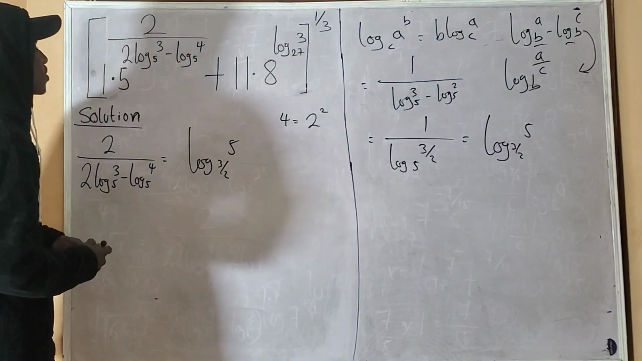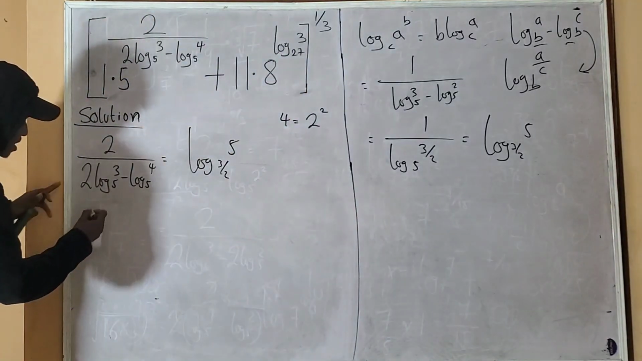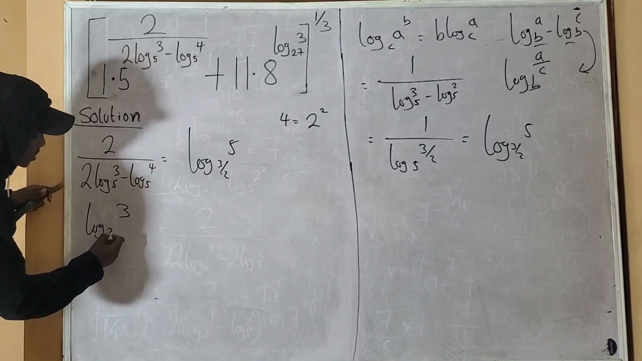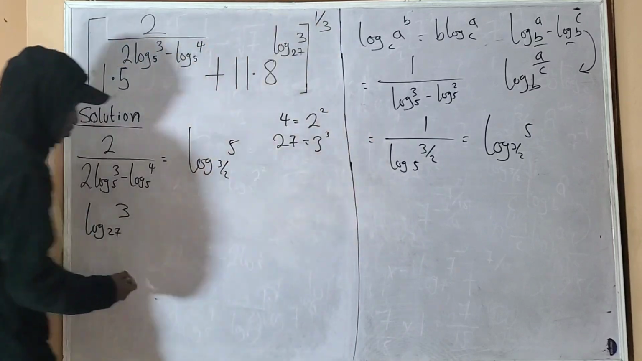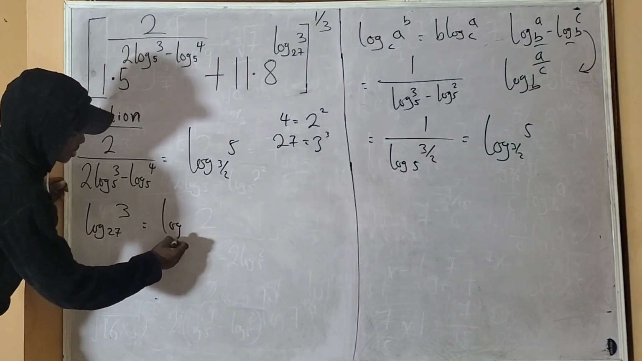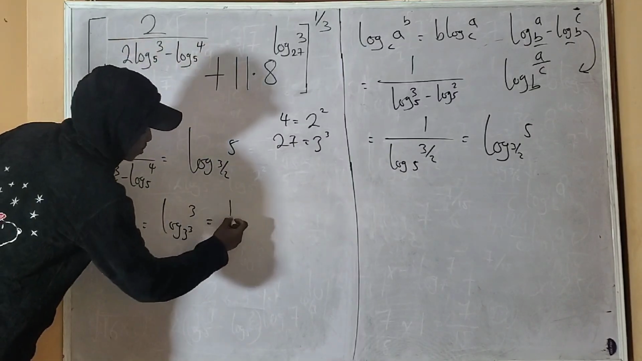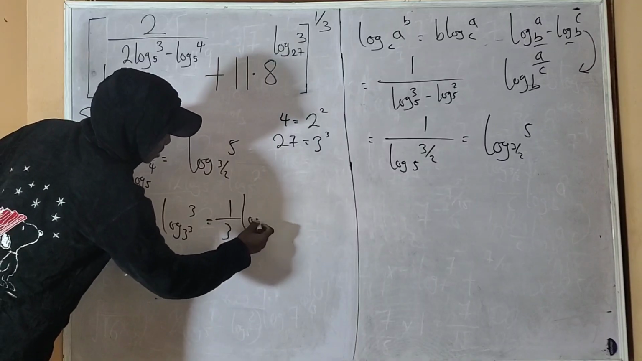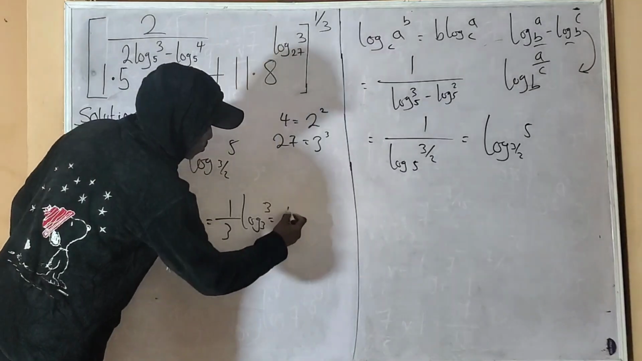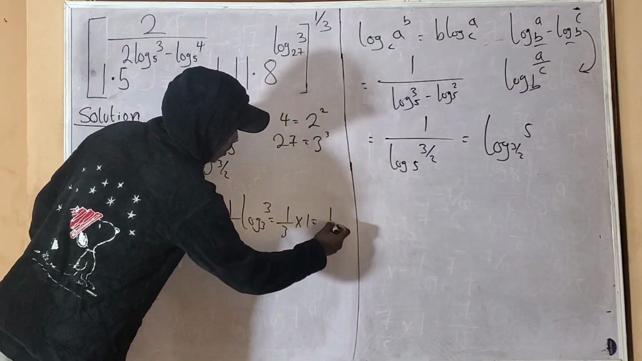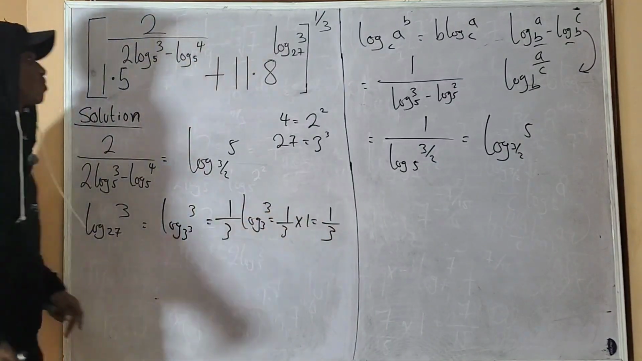Now, let us proceed to the second log. The second log is at the top, the exponent of 8. So we have log_27 3. 27 can be written as 3 raised to the power of 3, so we have log base 3 cubed of 3. This will become 1 over 3 multiplied by log_3 3. Log_3 3 is 1, so I'm going to have 1 over 3 multiplied by 1, which is 1 over 3. That means that log_27 3 is 1 over 3. So we are done with that.